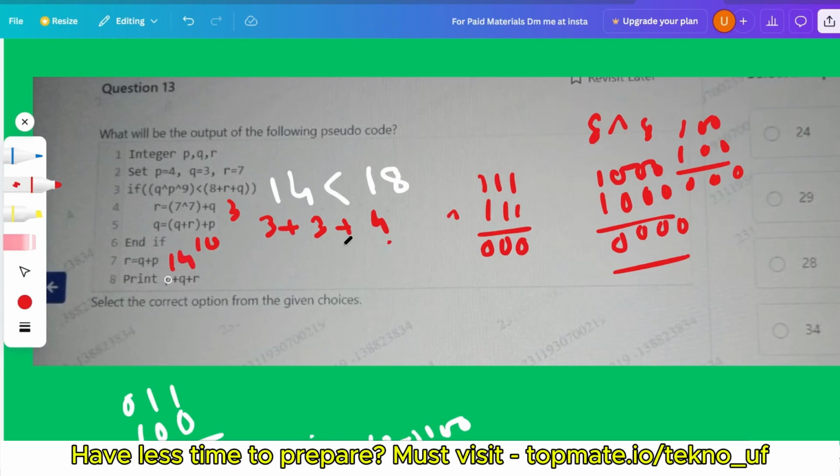Okay, so new value of P plus Q plus R is what? So P is equal to 4. It was never reinitialized. So value of P is 4 as it is. So 4 plus value of Q is equal to this 10. And value of R becomes 14. So 14 plus 10, that is 24, plus 4, that is 28. So correct answer is in option C.